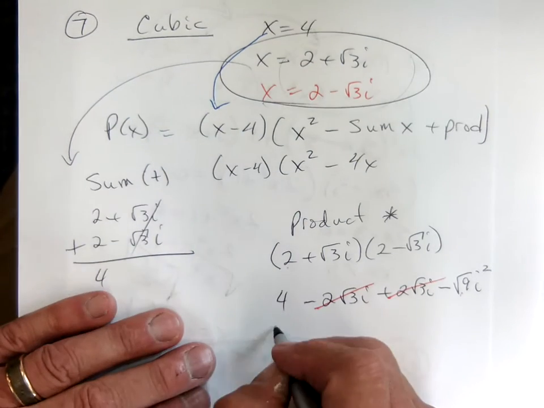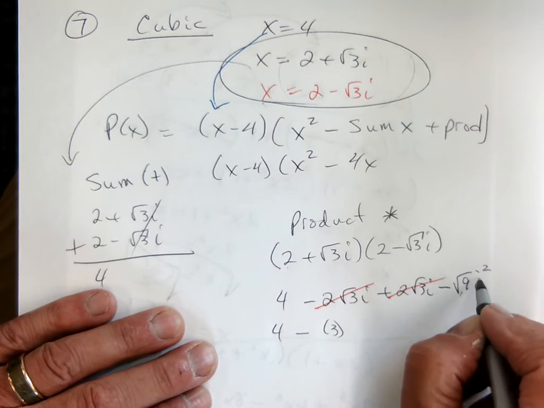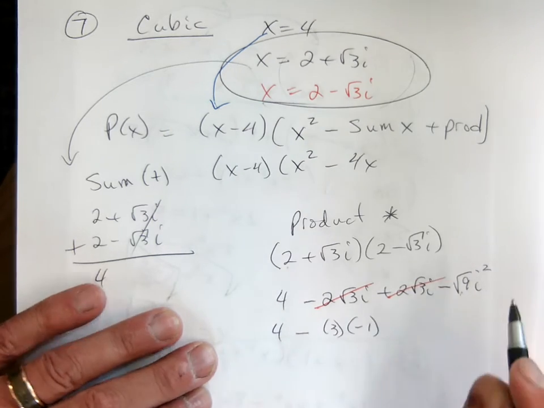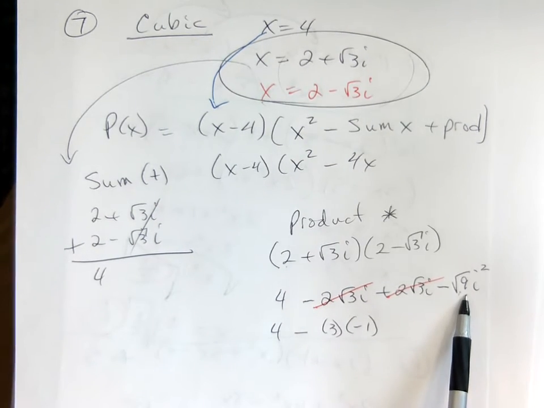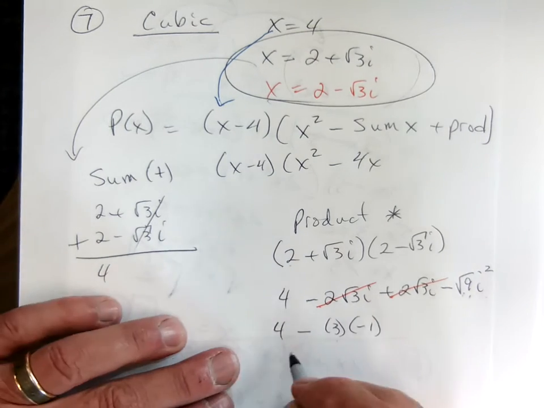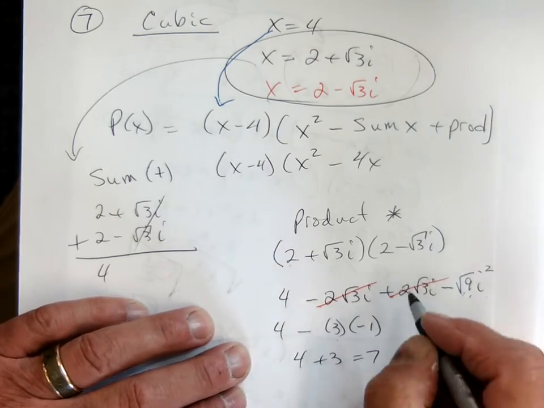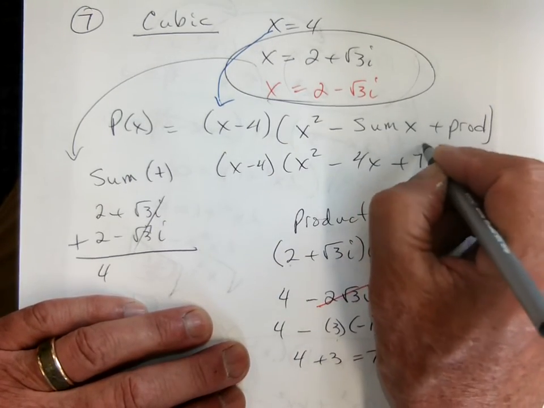I'm going to have a 4 minus a 3 times a negative 1. Square root of 9 is 3. I squared is a negative 1, which is really 4 plus 3, right? Double negative, which is 7. So I go plus 7 there.